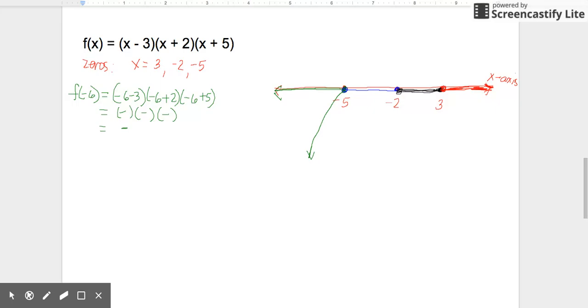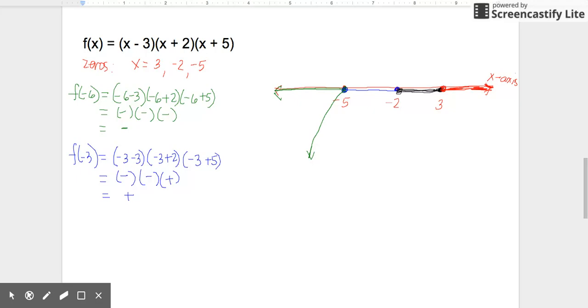So we need to pick a number between -5 and -2, which is going to be in the blue interval. I think I'm going to pick -3. So I want to know the sign of f of -3. So I'm going to plug in. That's going to be -3 minus 3 times -3 plus 2 times -3 plus 5. And then I just need the sign. I know this is going to be negative. The next one is negative, and then the next one is positive. So now I know negative times negative is positive, times positive is positive. So f of -3 is positive, which means that f of x is above the x-axis.